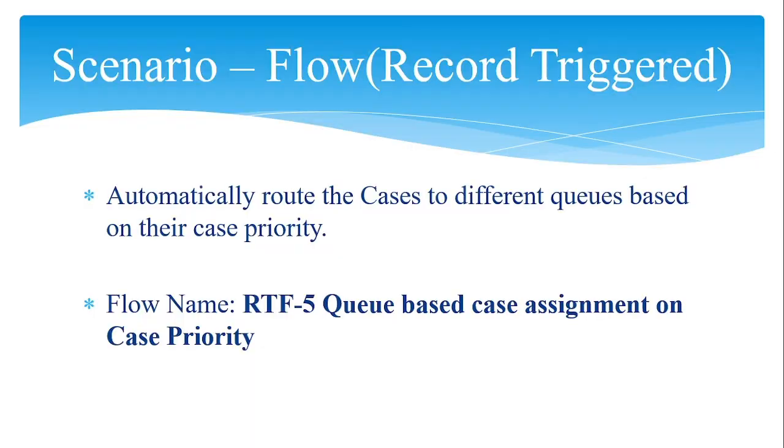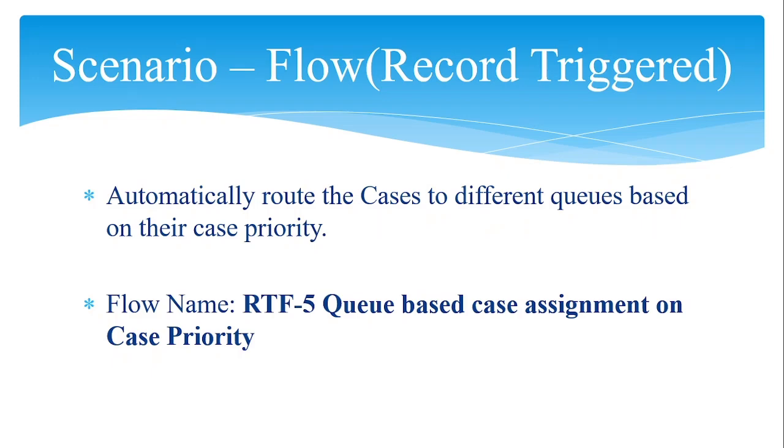So in this series we are going to see the next scenario, that is automatically routing the cases to different queues based on their case priority. By doing this automation, it is going to reduce manual errors. Also, there is no delay in the case assignment or case management. It enhances customer satisfaction by providing timely responses, also allowing agents to focus on cases that match their expertise criteria.